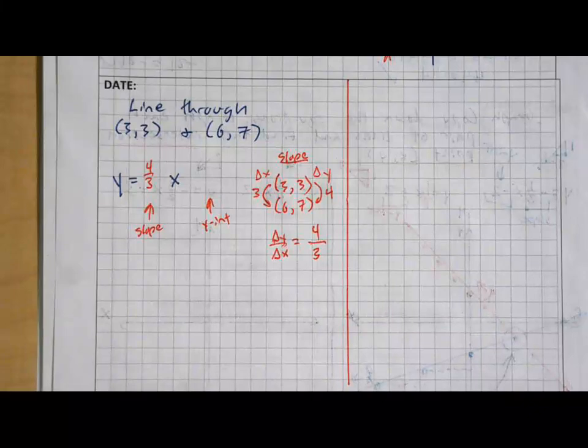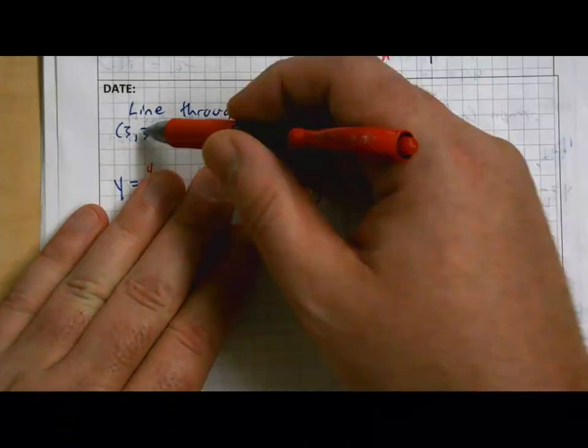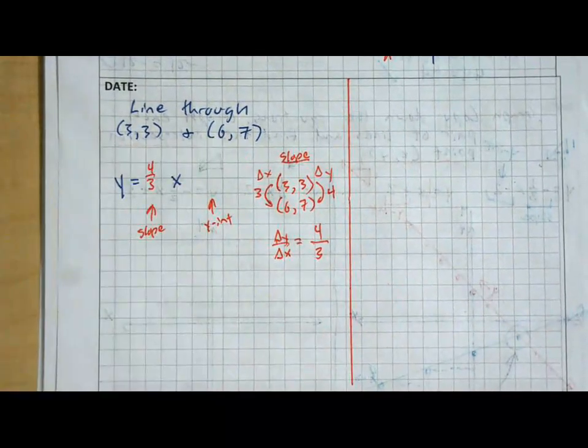All right, do you guys remember doing that before? Finding the slope from 2 points? You're going to have a problem on your test where it's just going to ask you for the slope between 2 points. You don't have to write an equation. You just have to come up with that 4 over 3. Okay.